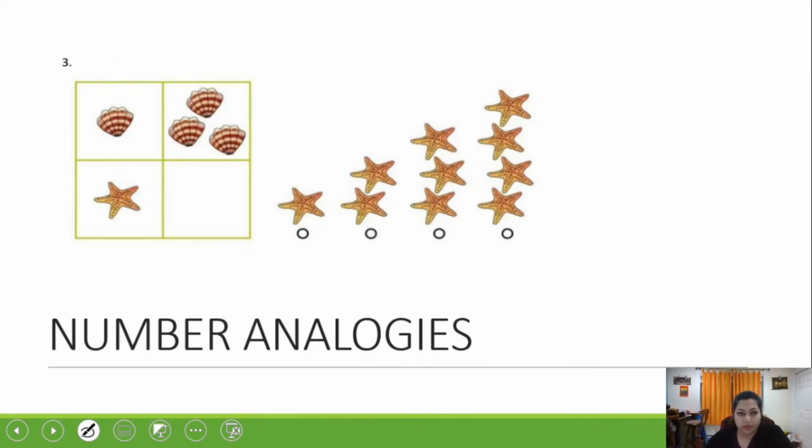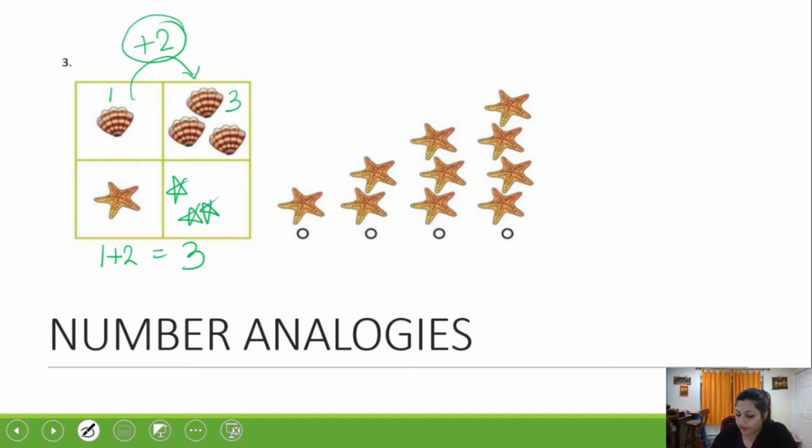Number analogies. Number analogies is about finding the rule. So, for example, 1 is becoming 3. So, our rule is plus 2. Now, applying this rule here will be 3. So, we are expecting 3 stars here, and our answer is this. Just finding the rule, and there are certain rules like it can be half, it can be double. I'll go over that at the end of this battery.